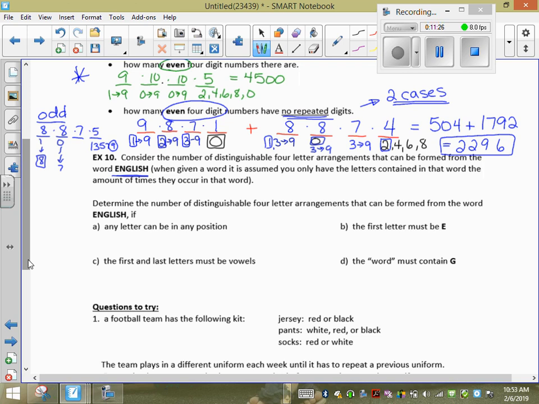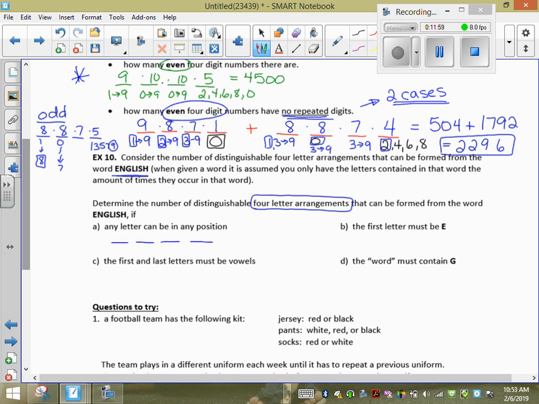It says, consider the word English. When given a word, it is assumed you only have the letters contained in that word, the amount of times it occurs in the word. Determine the number of distinguishable four-letter arrangements. So we have to watch. Sometimes they use the whole word. Sometimes they only use 4 of the letters, or 5, or 2. So we have to read. And distinguishable four-letter arrangements means they look different. Okay? And when you have a word that has no repetition, they'll all look different, because E-N-G-L, G-L-E-N, they would all be different words. Okay? So any letter can be in any position.